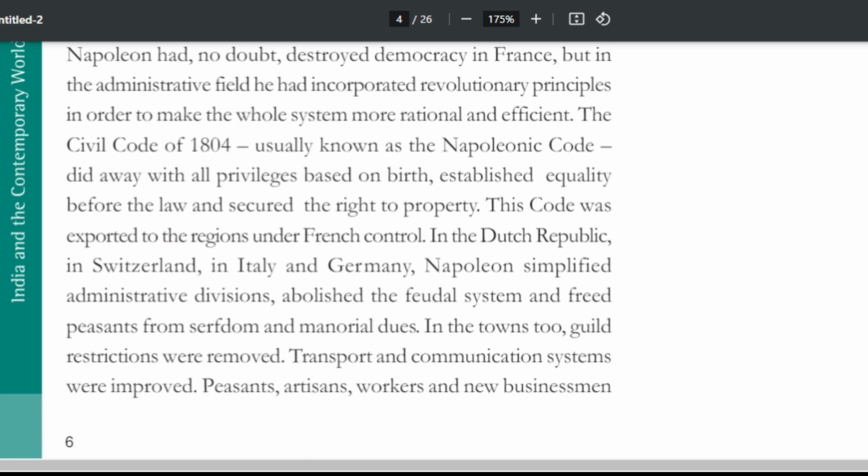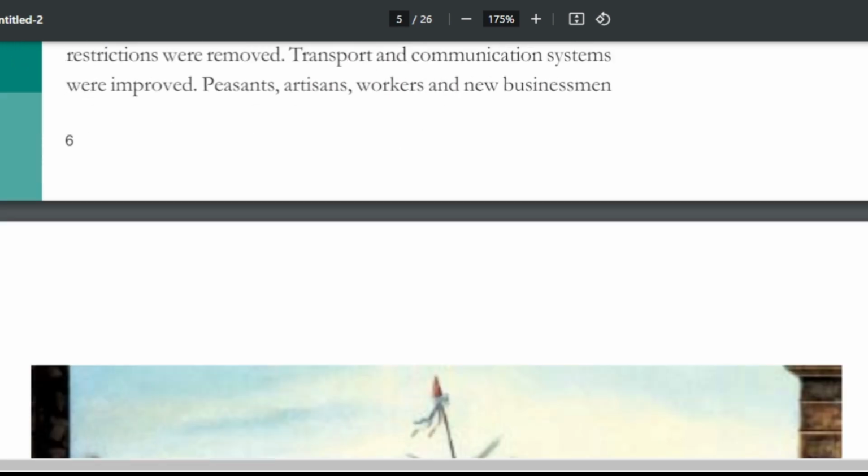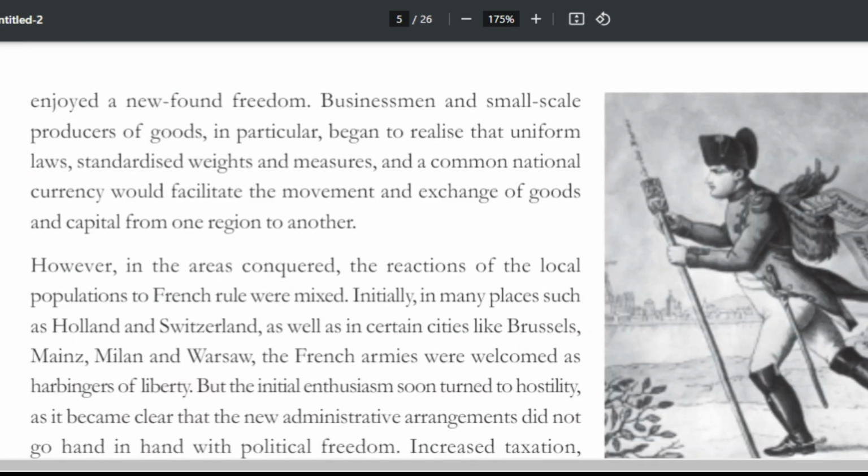In the towns, guild restrictions were removed. Transport and communication systems were improved. Peasants, artisans, workers, and new businessmen enjoyed a newfound freedom. Businessmen and small-scale producers of goods, in particular, began to realize that uniform laws, standardized weights and measures, and a common national currency would facilitate the movement and exchange of goods and capital from one region to another.